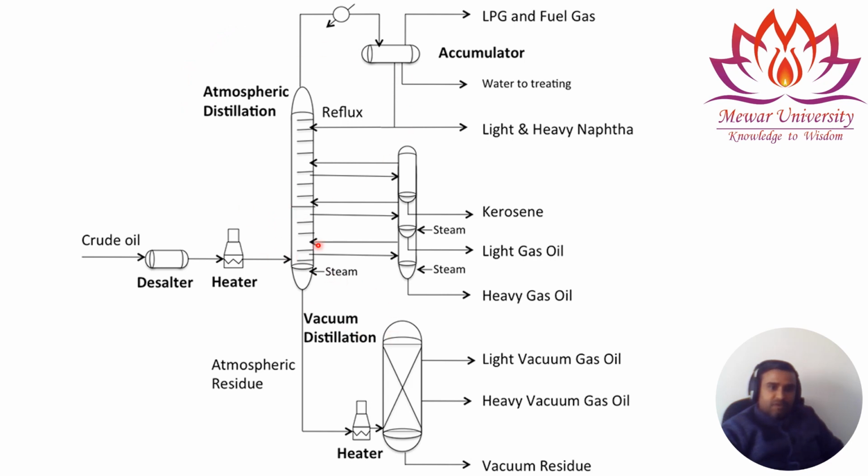Then the bottom residue from the atmospheric distillation unit is called atmospheric residue. This goes again for further heating in the heater and then enters the vacuum distillation tower. This is a vacuum distillation tower. From here at the top we receive the products, light vacuum gas oil and heavy vacuum gas oil. These are the components that we obtain from the vacuum distillation unit. At the bottom, the vacuum residue.